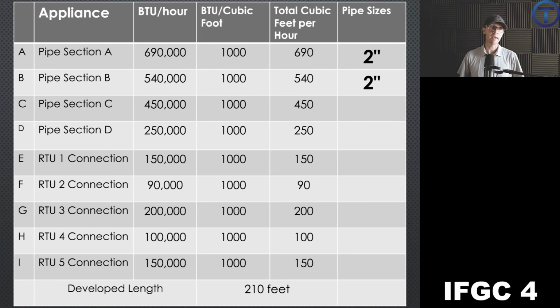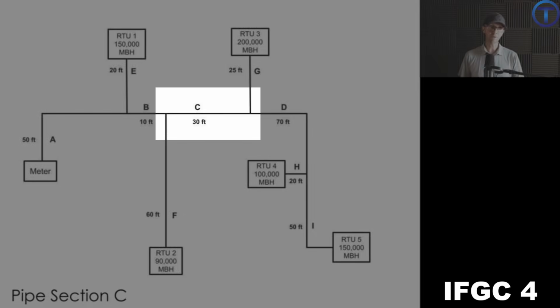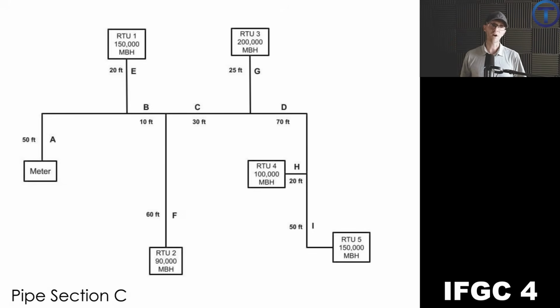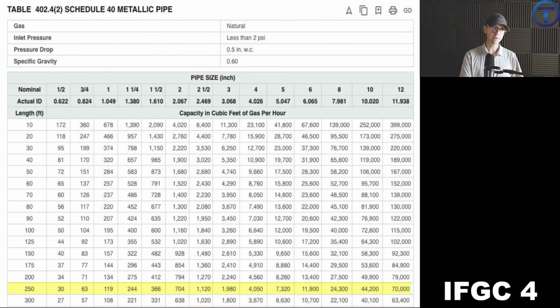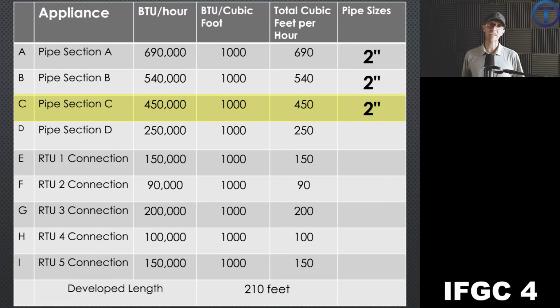Let's go on to the next one. Pipe section C. We've dropped off another one of those rooftop units, rooftop unit 2. C is now carrying the load for rooftop units 3, 4, and 5, and the total cubic feet per hour on that is 450. So we take that 450, come across on that row, 250 was our developed length. It's more than 244. It's more than 366, but it's less than 704. So we're still in there at 2-inch pipe as we go up to the top there. 2-inch pipe all the way through section C.